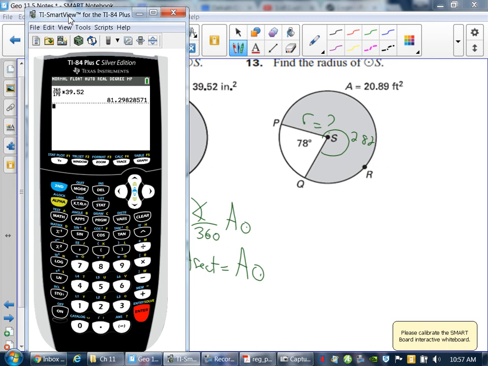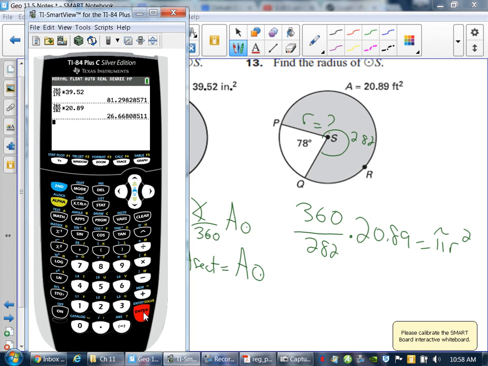Now, again, knowing how to set this up, we have 360 over our angle of 282 times the area of the sector, which is 20.89, equals pi r squared. The reason I'm writing it out as pi r squared is because eventually I'm going to have to find the radius, so I need to get some decimal equivalents to start with. I type in the calculator 360 over 282, and then I multiply that by 20.89. This crummy number equals pi r squared.